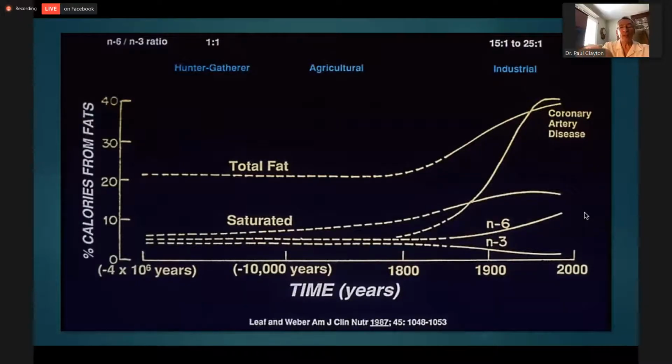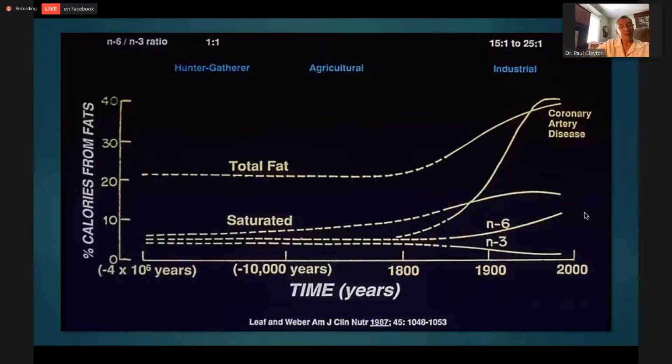You can see until about 1900, as far as we can tell from all the data sources available to us, the ratio between the 6s and 3s in our diet, and therefore in our cell membranes, was kept within 2-to-1, 3-to-1, perhaps 5-to-1. And that is a good ratio. That is a ratio that does not encourage excessive or chronic inflammation. But after 1900, things start to change. The food industry starts to become involved.